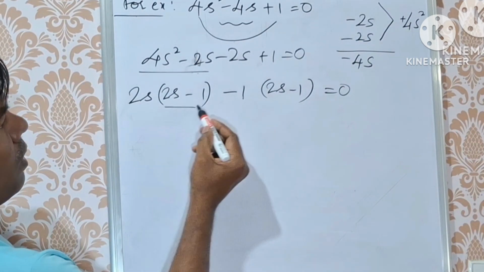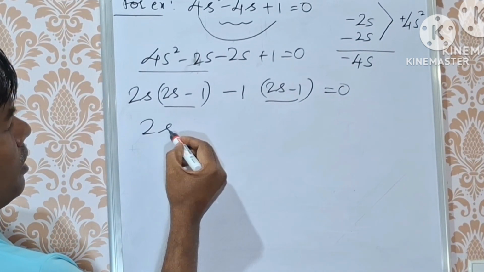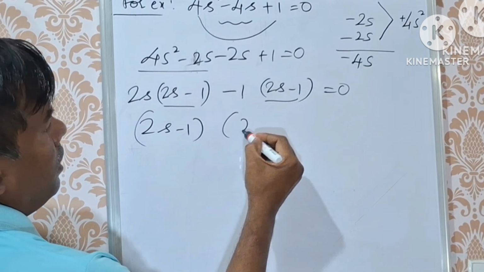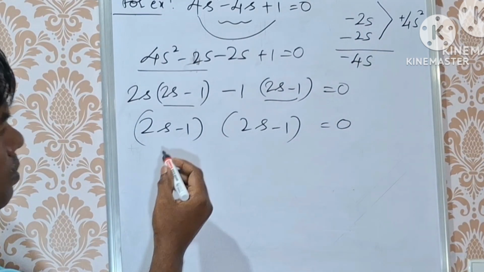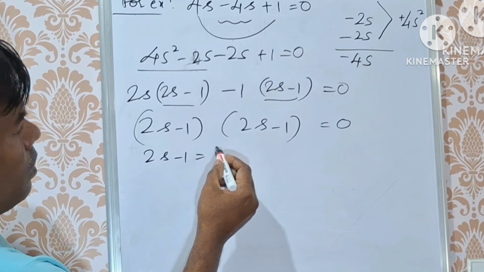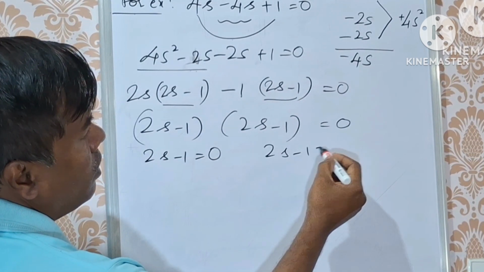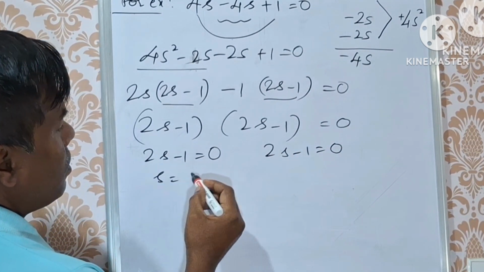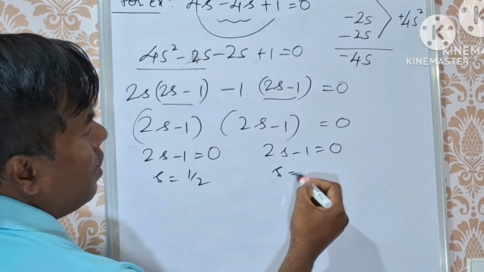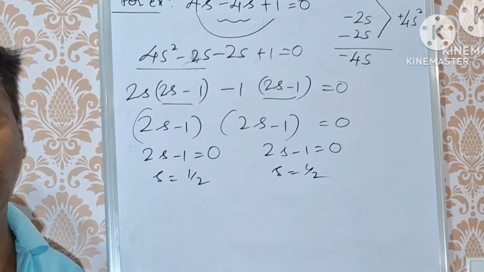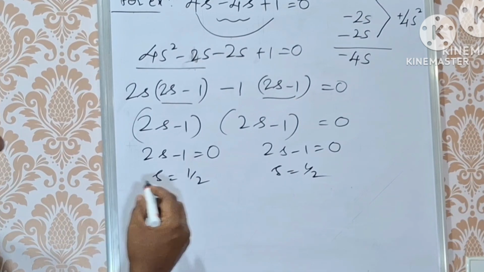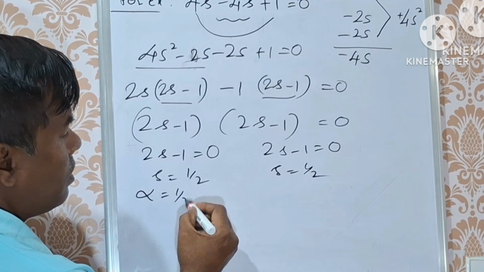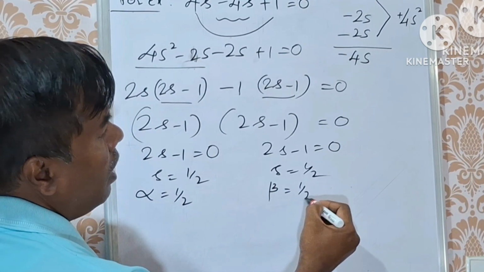So in this whole expression, 2s minus 1 is common. If we take it outside, inside also 2s minus 1. Therefore, 2s minus 1 equals 0. S equals half. The values of both alpha and beta are half. Alpha is half, beta is also half. Therefore, alpha, one root, is half, and beta, another root, is half.